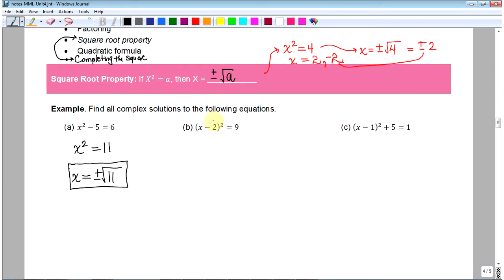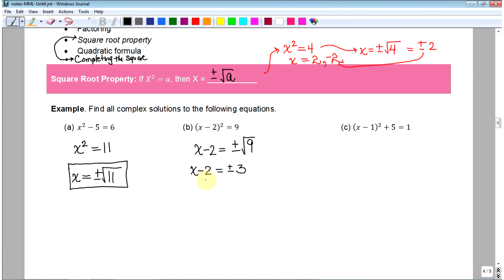For part B, notice that on the left we do have a quantity that's squared, so we can apply the square root property. It tells me that I'm going to get rid of the square on the left, so I'll just have x minus 2, and that will equal plus or minus the square root of the right side, which is 9. So we have x minus 2 is equal to plus or minus the square root of 9, which is just 3. So we're almost done.